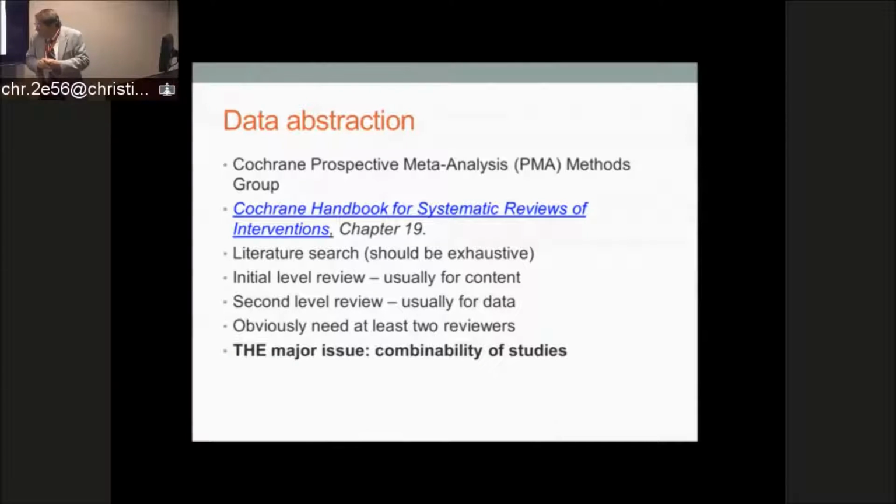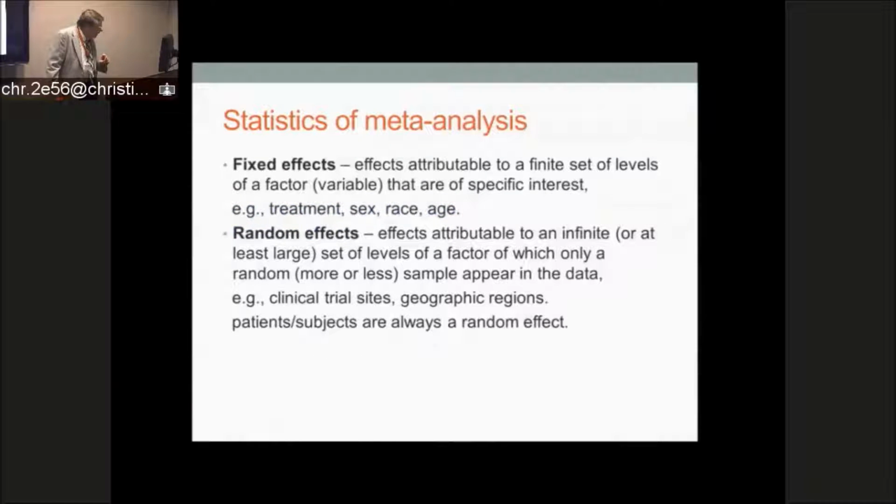And from my perspective, the major issue in doing meta-analysis is the issue of combinability of studies. Even though you have studies that purport to measure the same outcome and have the same treatments, can they be combined in the meta-analysis? I'll give an illustration of that. Okay, so some concepts on the statistics of meta-analysis.